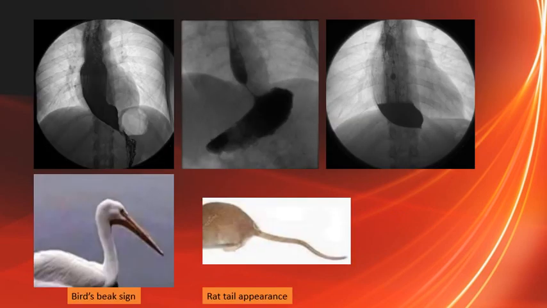Here we see the bird beak sign or rat tail sign, in multiple patients with achalasia, and you see the esophagus is tapered, with proximal dilatation of the esophagus with a fluid level.